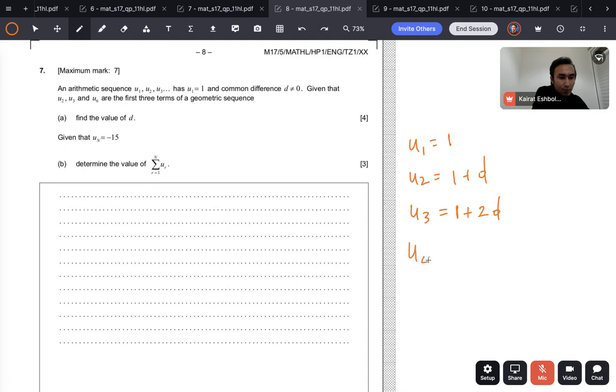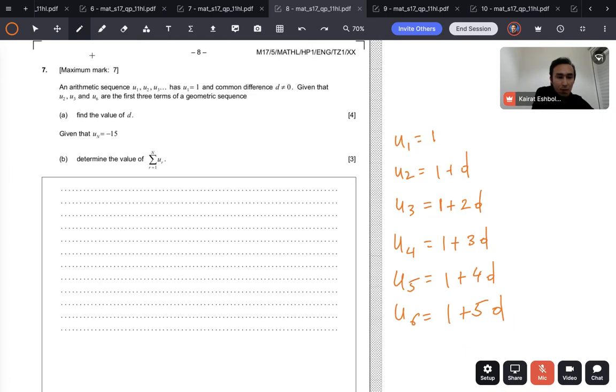What about U4? It's equal to 1 plus D again, so plus 3D, right? What about U5? It's equal to 1 plus 4D. What about U6? Is equal to 1 plus 5D. Now, you don't need to write out everything here. You can just use the formula for the arithmetic sequences.